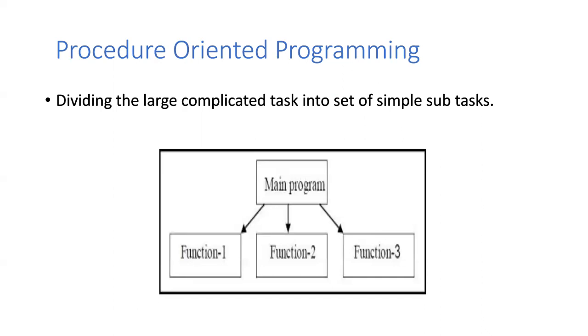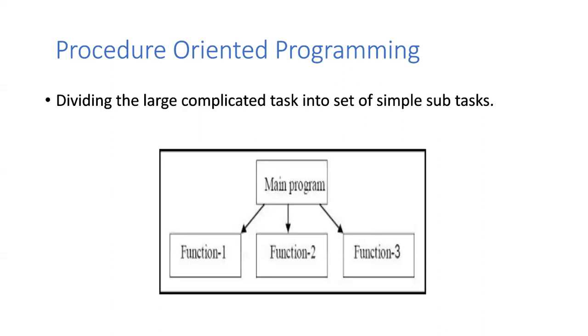This is called the procedure-oriented style of programming. More technically speaking, we divide a large complicated task into a set of small, simple subtasks. Whenever we talk in terms of programming paradigm, each and every C program will have a set of functions, and each of these functions is called a procedure. There will be a main function followed by a set of user-defined functions.